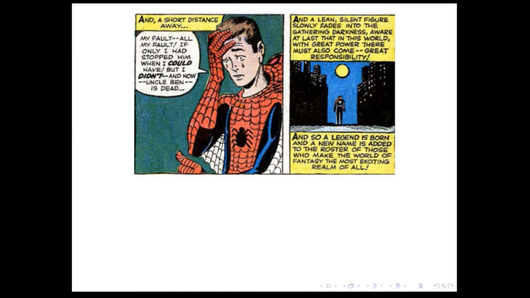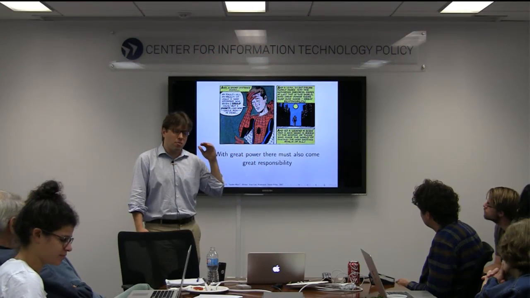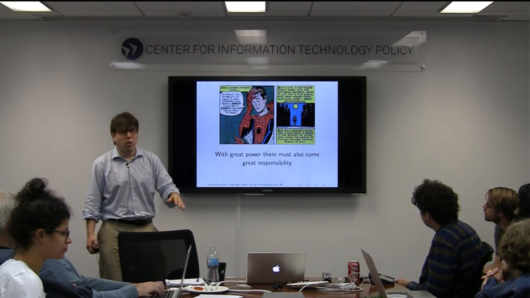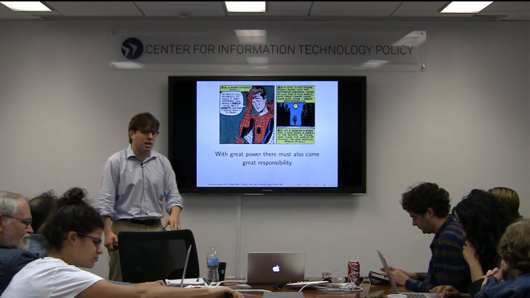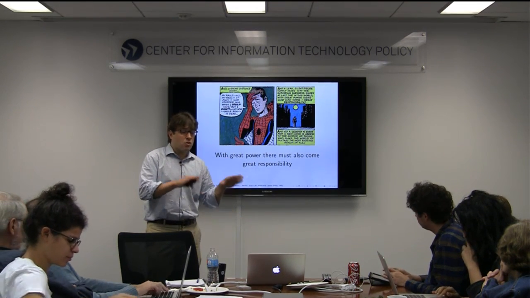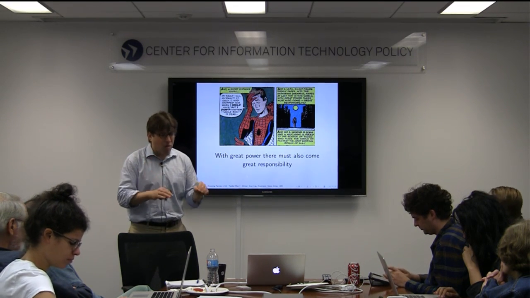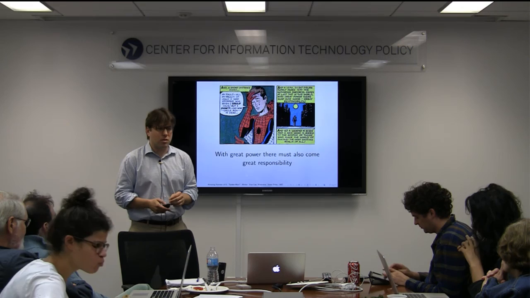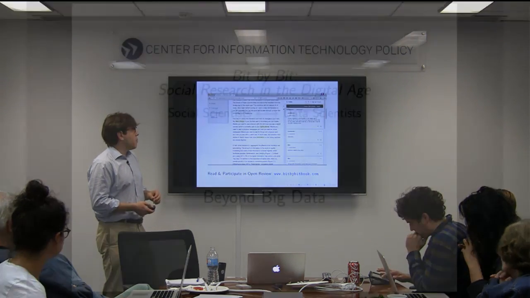Social scientists and data scientists have increasing power over other people's lives. We can observe the behavior of millions of people without their awareness or consent. We can put them into experiments, again, without their awareness or consent. This power can be used for really good things, and the power must also come with an increasing sense of responsibility. So that's a little bit about the book.